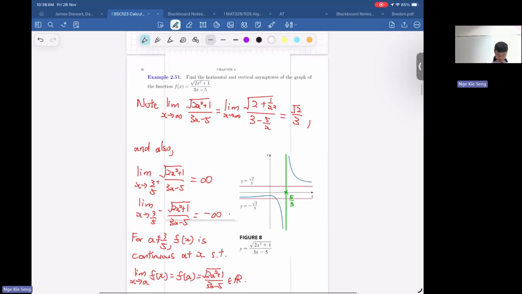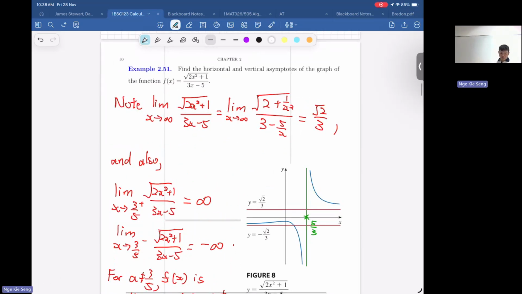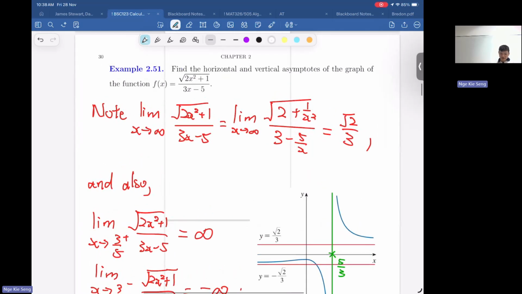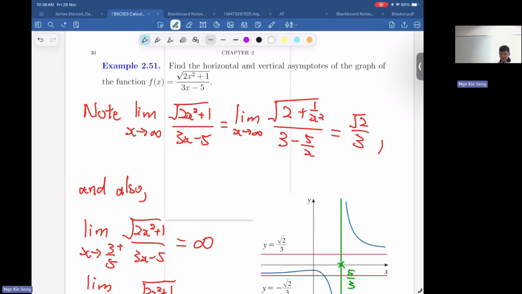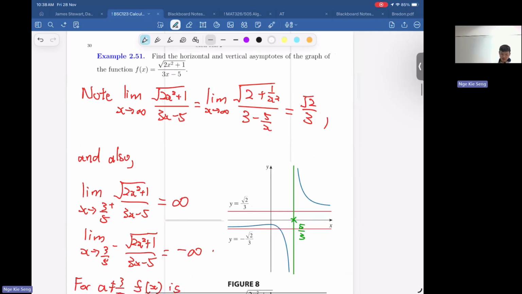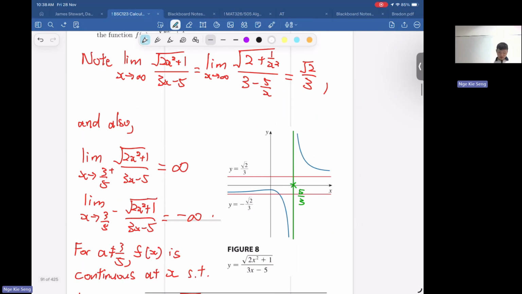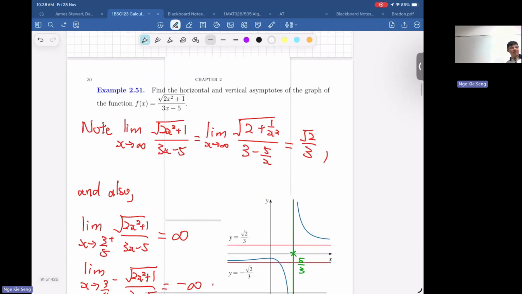Arthur says there's something wrong here. I'm not sure about it, so let's check. It's fine, we can discuss. Find the horizontal and the vertical asymptote of the graph f(x). The vertical asymptote should be 5 over 3. Yes. So let's check one by one and do it together.